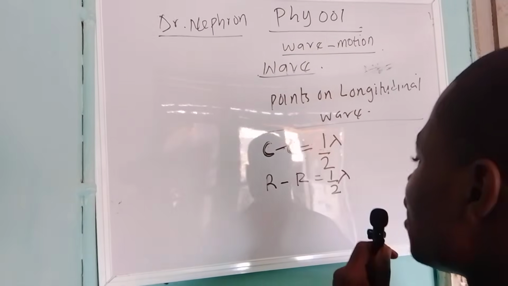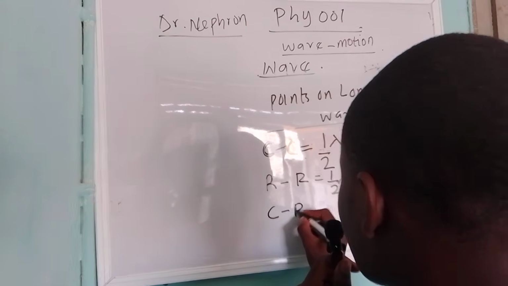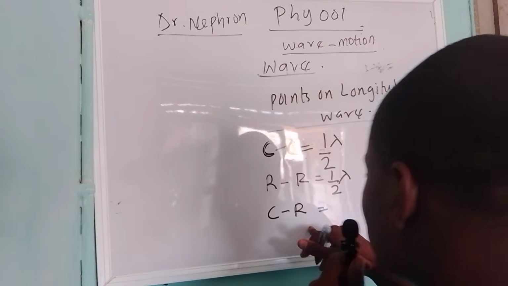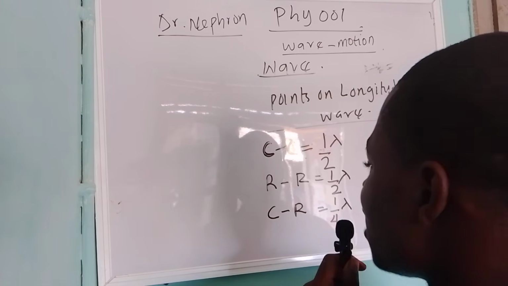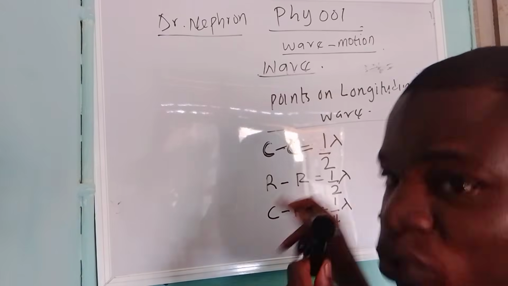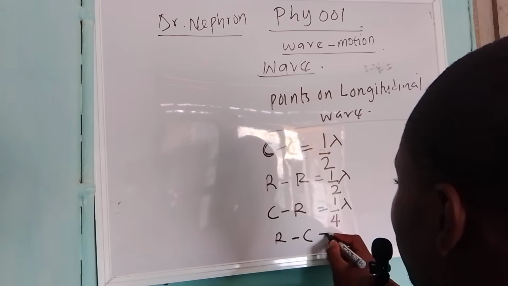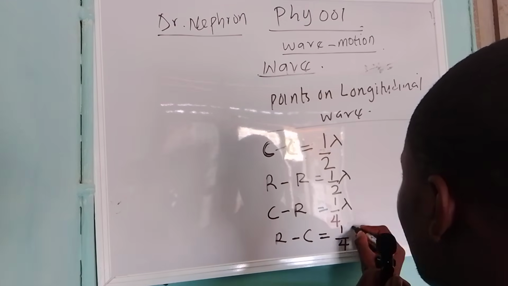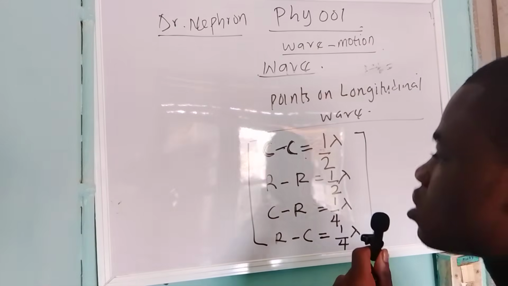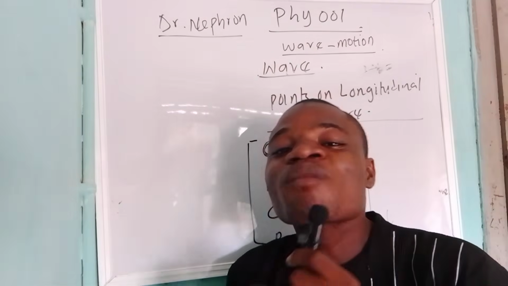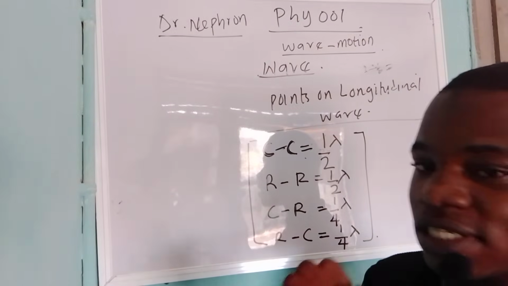Two adjacent compressions are also 1/2 lambda. But if I have compression to rarefaction, that will give you 1/4 lambda. Rarefaction to compression will also give you 1/4 lambda. So please note all these things. JAMB usually asks these questions. Sometimes they will even mention node and antinode. I'm going to explain that very soon.